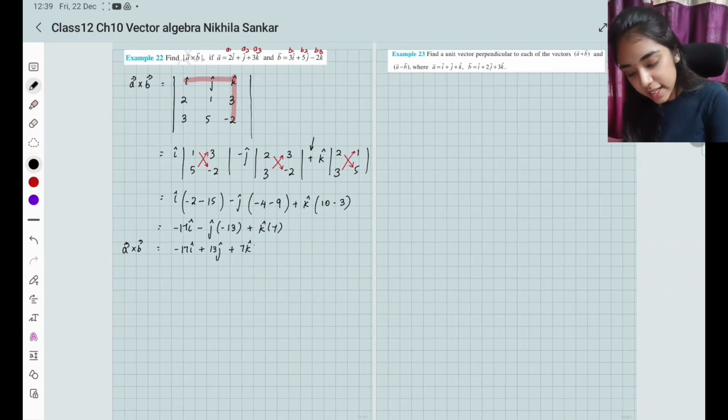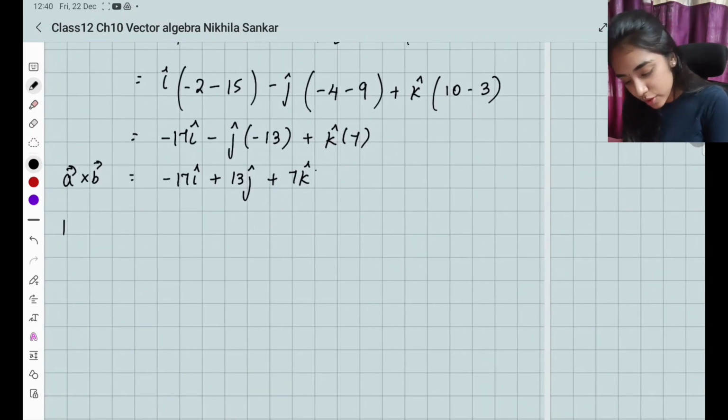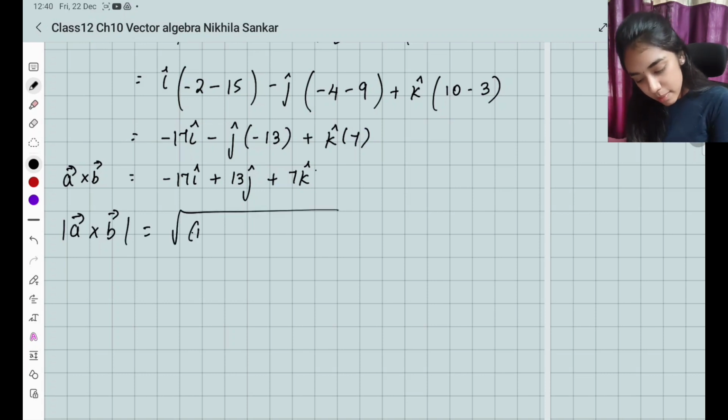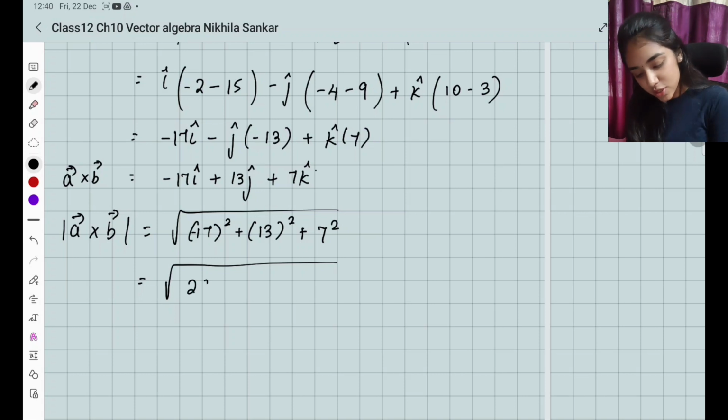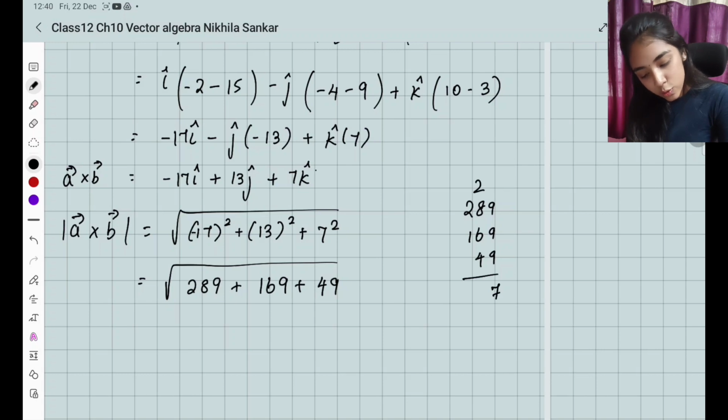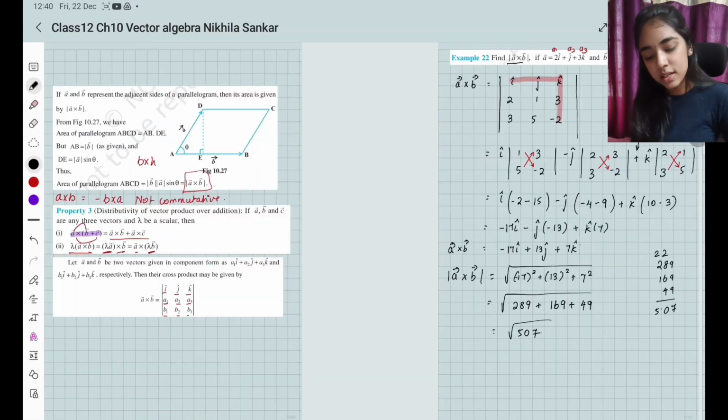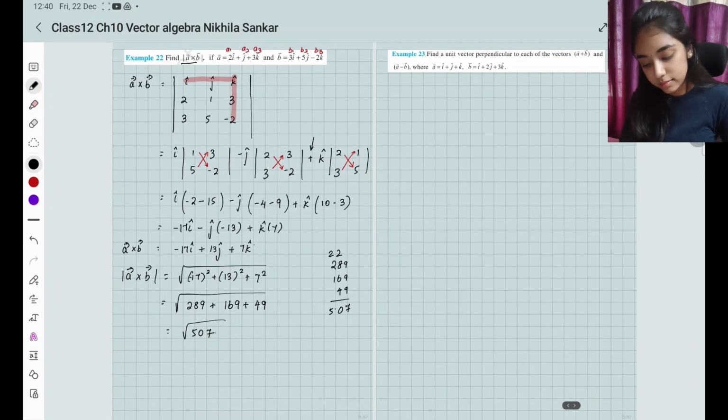இப்போ questionல என்ன கேக்குறாங்க? They are asking for the magnitude of A cross B. So magnitude என்ன? இது நம்ம போன exerciseலலாம் போட்ட மாதிரி தான். So magnitude of A cross B is going to be square root of minus 17 the whole square plus 13 the whole square plus 7 the whole square. So minus 17 the whole square na 17 into 17 is 289 plus 13 into 13 is going to be 169 plus 7 into 7 is going to be 49. இதை add பண்ணலாமா? 289, 169, 49, that is 507. Okay. So this is going to be square root of 507. புரிஞ்சுதா? Please copy.